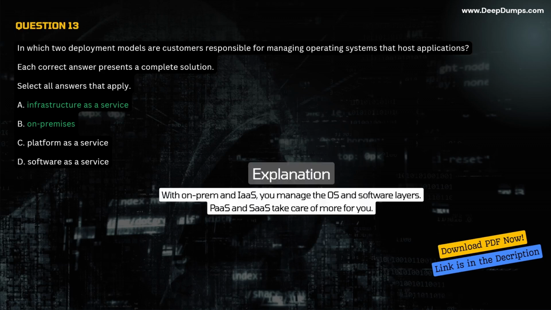Explanation: with on-prem and IaaS, you manage the OS and software layers. PaaS and SaaS take care of more for you.